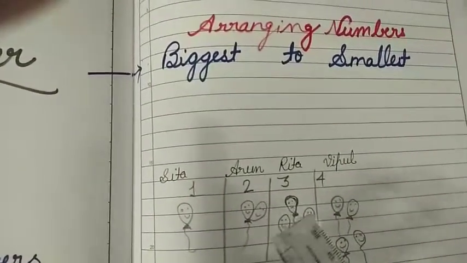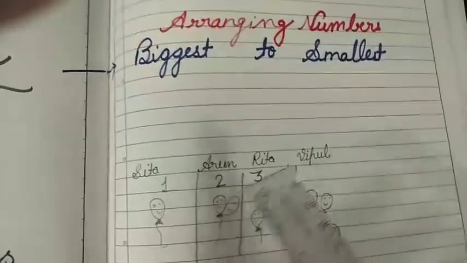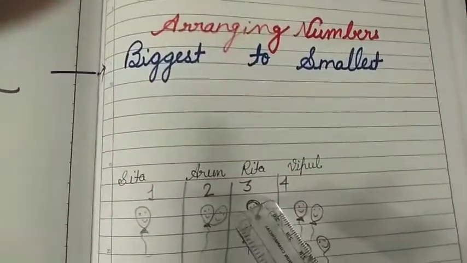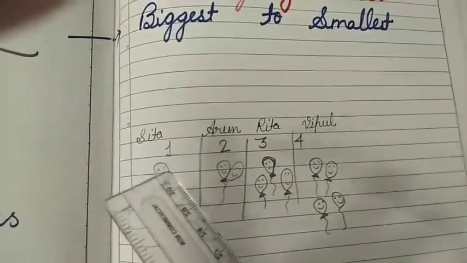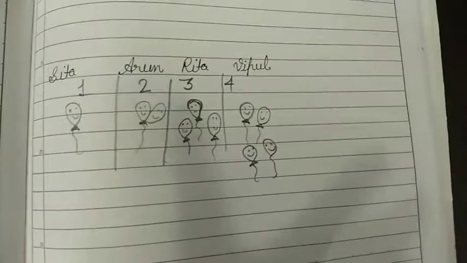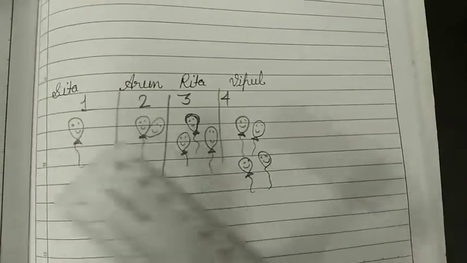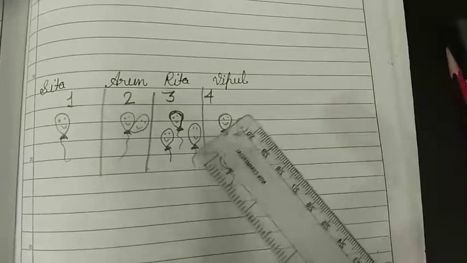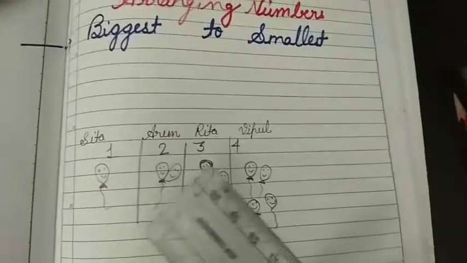Rita has three balloons. So 3 is more than 1 and 2. So 3 is bigger than 1 and 2. And here Vipul has 4 balloons. So 4 is bigger than 1, 2 and 3. So in this way we can identify which is the smaller number and which is the bigger number. In the same way, 1 is smaller than 2. 1 and 2 are smaller than 3. 1, 2 and 3 are smaller than 4. In this way, you can identify which number is bigger and which number is smaller.